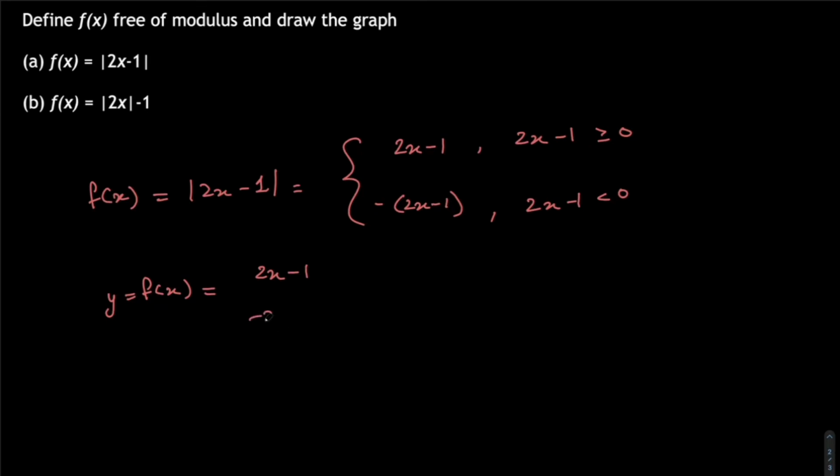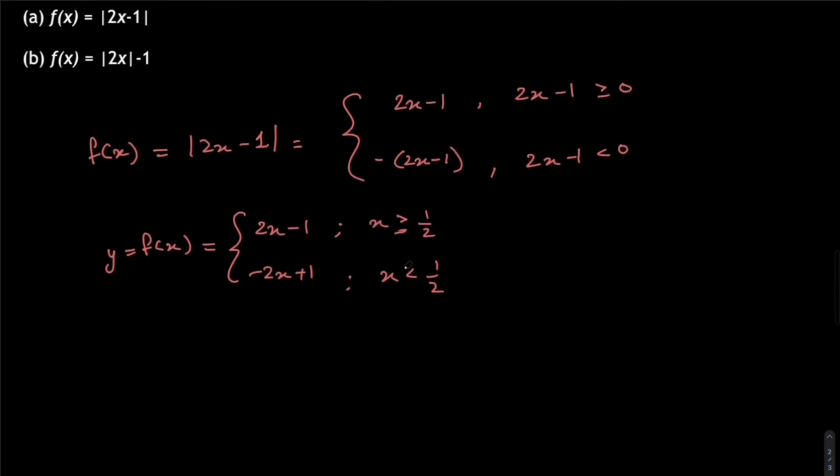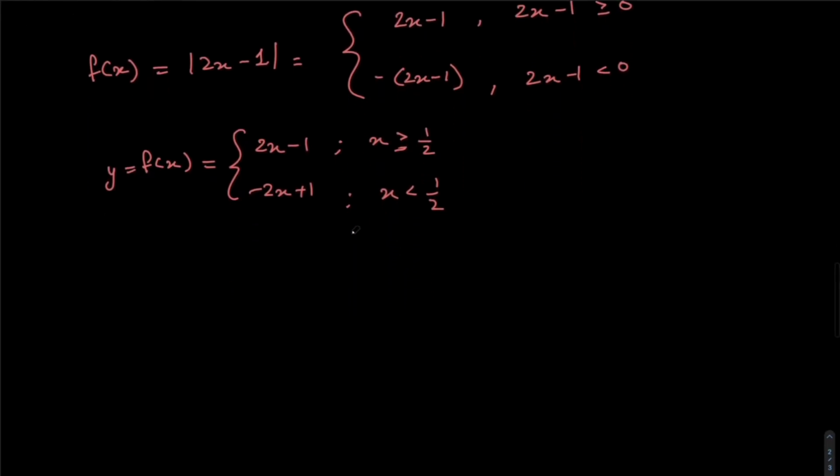And then I'm going to have minus 2x plus 1, whenever x is greater than or equal to half in this case, and in this case, x is less than half. So this is my piecewise function after breaking the modulus function. Now I can just plot these two functions based on the restricted domain, and I'm good to go. I have no issue with it.